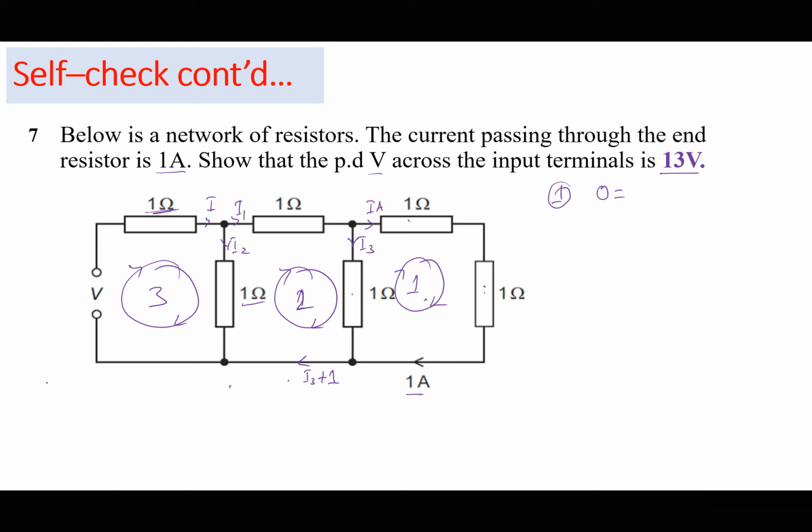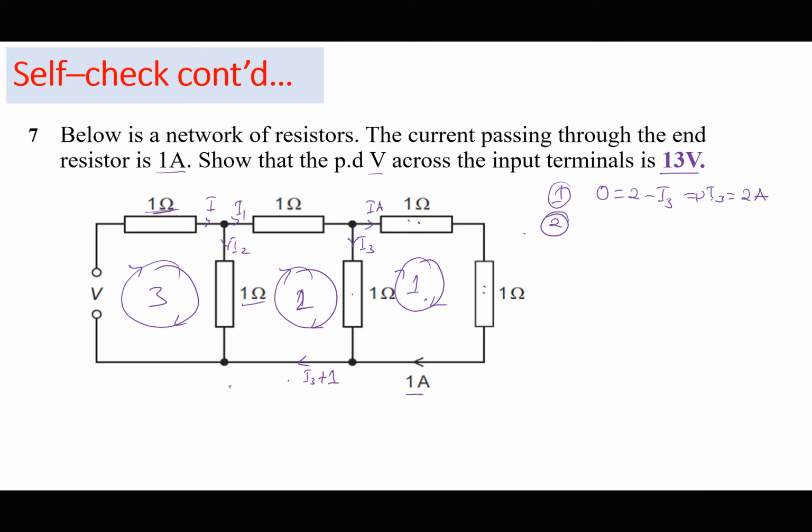Okay, so using loop 1, EMF is 0. Now I'm looking at PDs. So I have positive, positive. So 1 times 1 plus 1 times 1. So this is going to be 2. Then for I3, it is in the opposite direction to the loop. So it will be minus I3 times 1. So it means I3 is equal to 2 amperes.